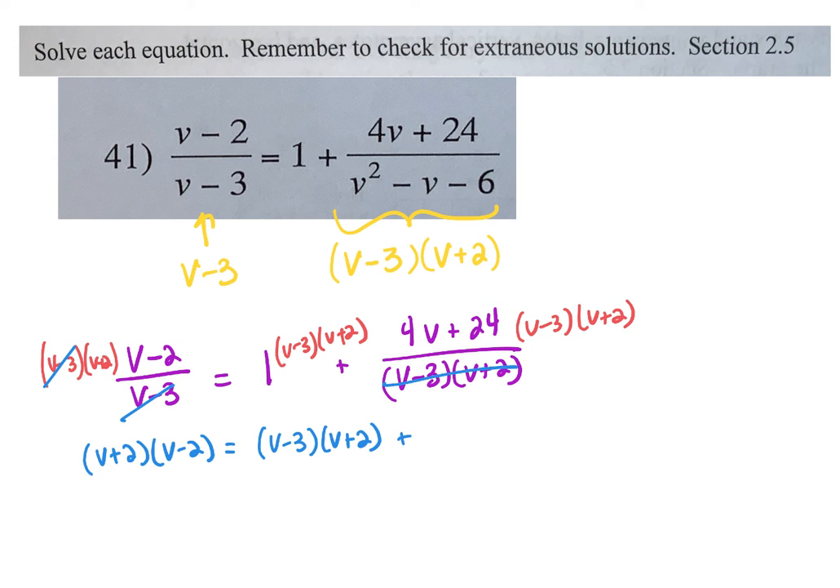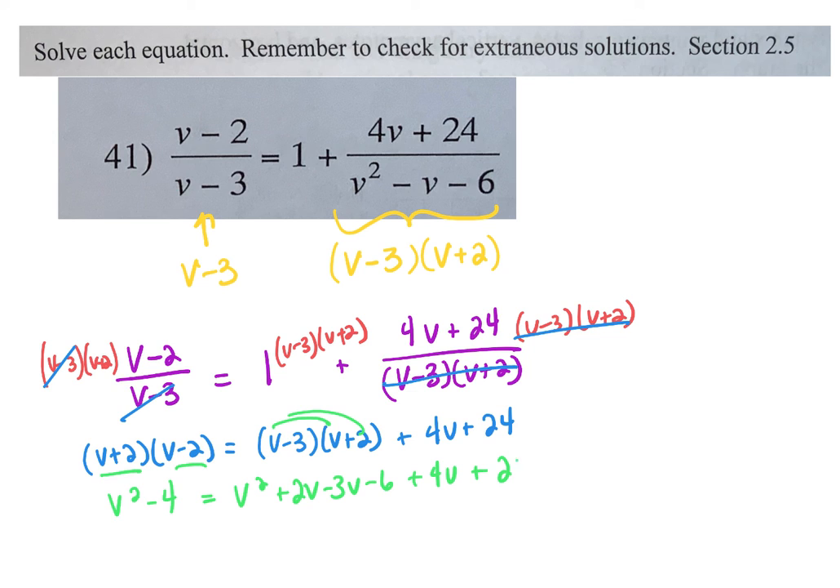And then here the whole thing cancels. So I just have 4v plus 24. FOIL, this is a plus minus. So this is just going to be v squared minus 4. FOIL here, v squared plus 2v minus 3v minus 6 plus 4v plus 24.